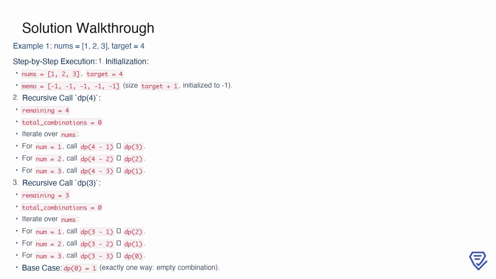For number equal to 1, we call DP 2, for number equal to 2, we call DP 1, and for number equal to 3, we reach DP 0. The base case is critical here. DP 0 equals 1 because there's exactly one way to form a target of 0, by using no numbers at all. This value propagates back up through the recursion.